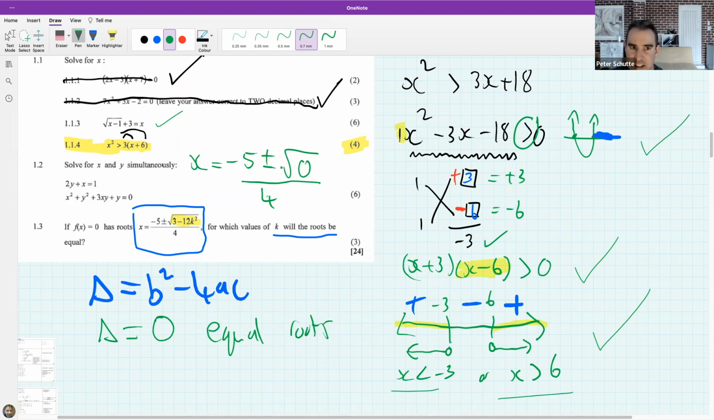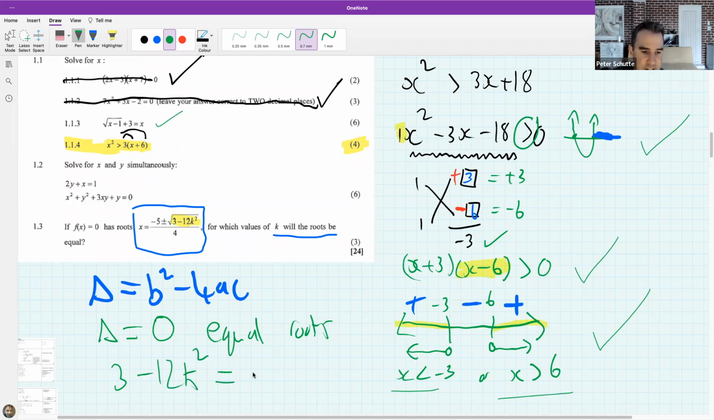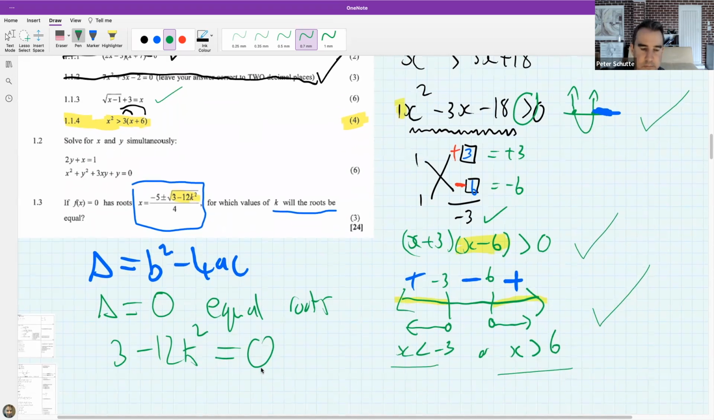It has no effect. So what we do, we don't have to solve the whole equation. All we do is we say, for equal roots, delta will be equal to 0. Therefore, let the delta value that you have here equal 0. Now, what I want you to do is find me the value of k that satisfies that equation.